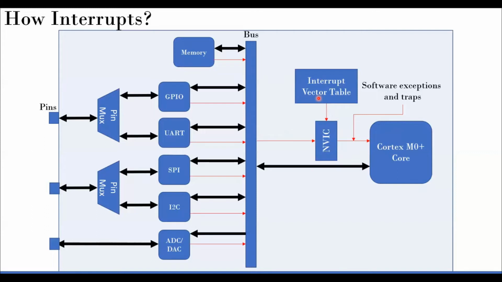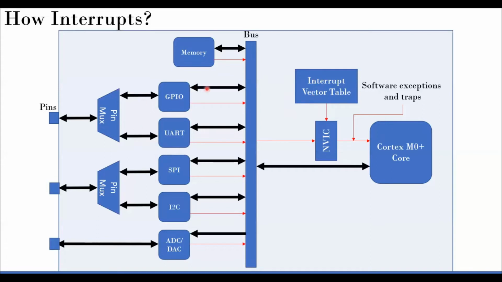So for example, GPIO has an interrupt service routine. That address will be stored here. UART has an interrupt service routine. That address will be stored here. But then all these locations will be stored in some prioritization order. That we will discuss in the next few slides.